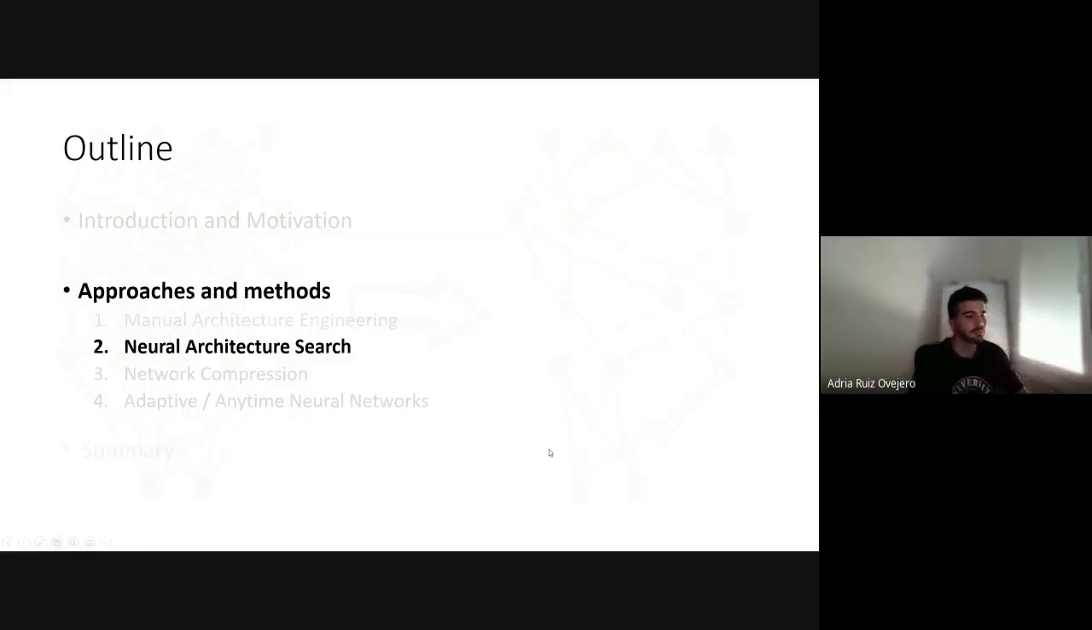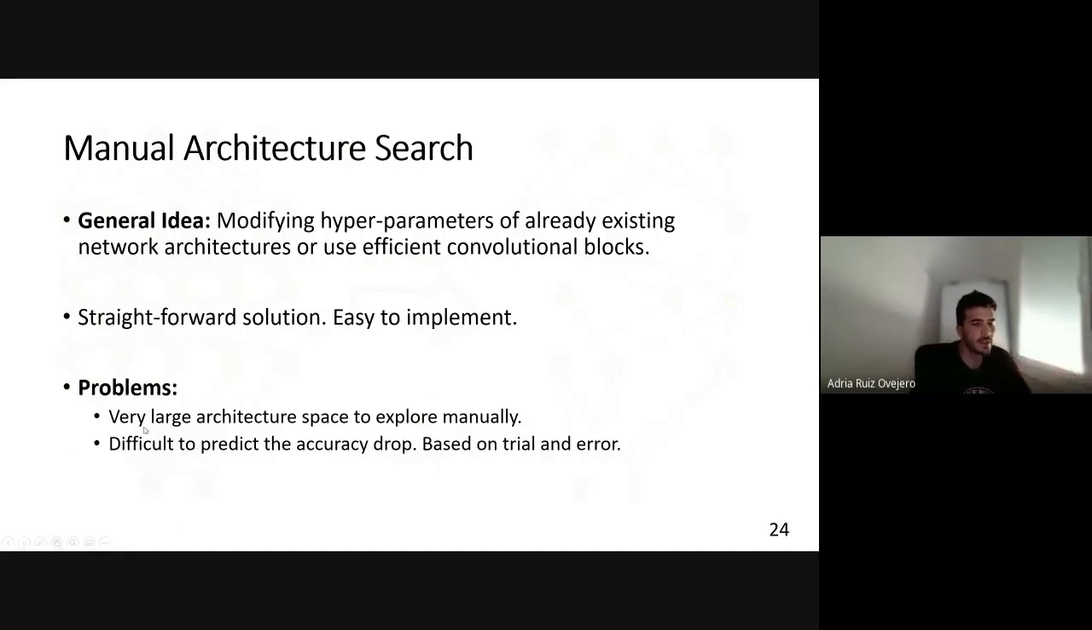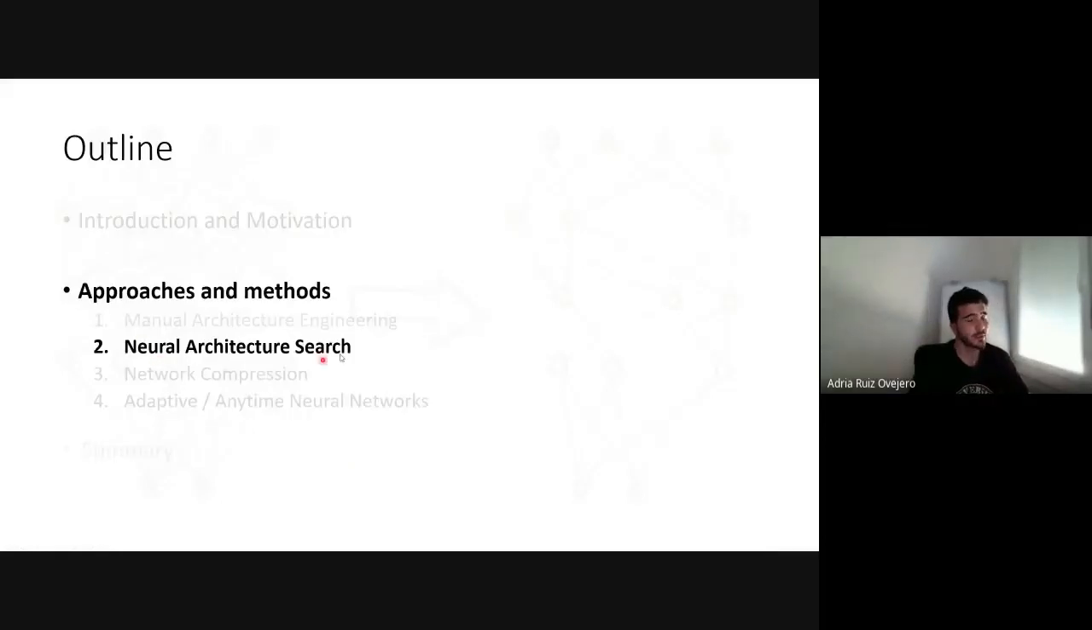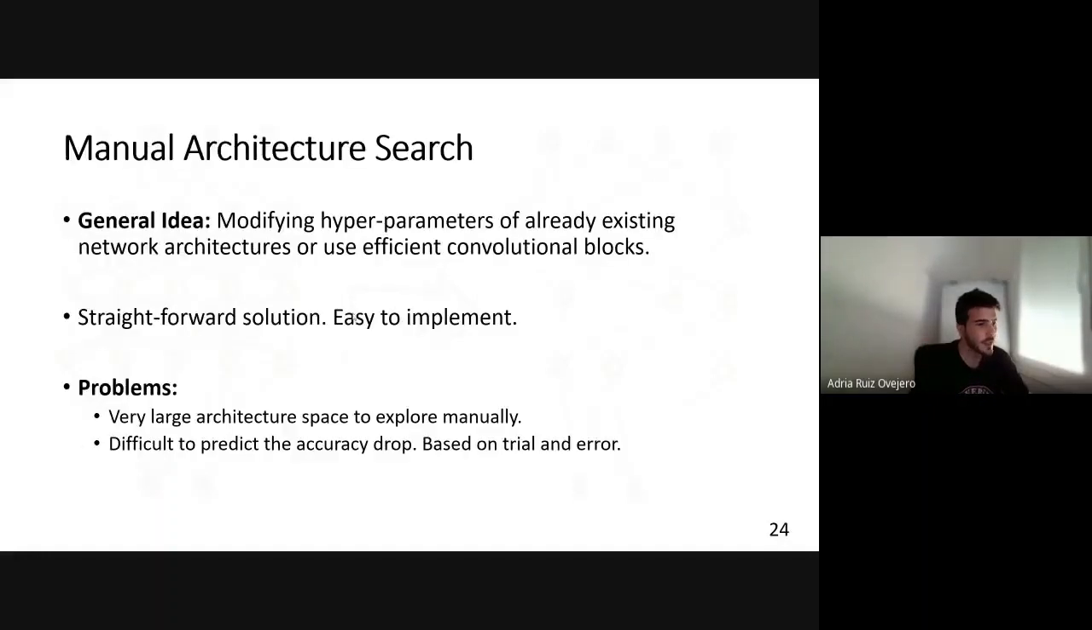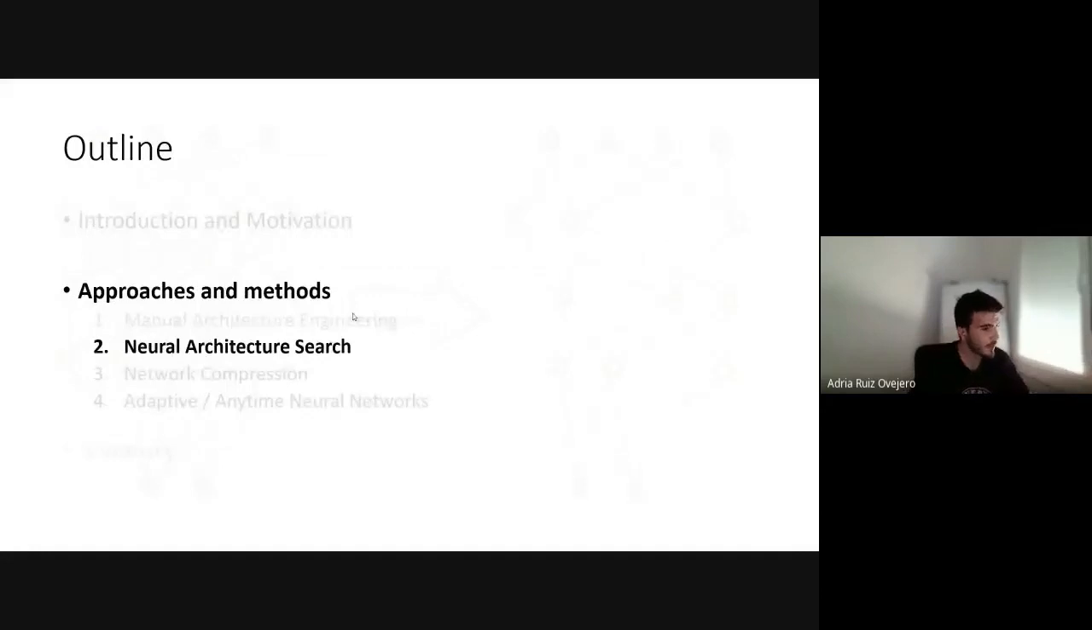So I just continue. Now I'm going to talk about neural architecture search. Before, I told you that we have the option to modify hyperparameters to find more efficient networks, right? But as I told you, doing this by hand is extremely costly. So the idea of neural architecture search is to use this idea, but automatically. So do this search in the architecture space automatically, right? So that we don't need to do it manually.